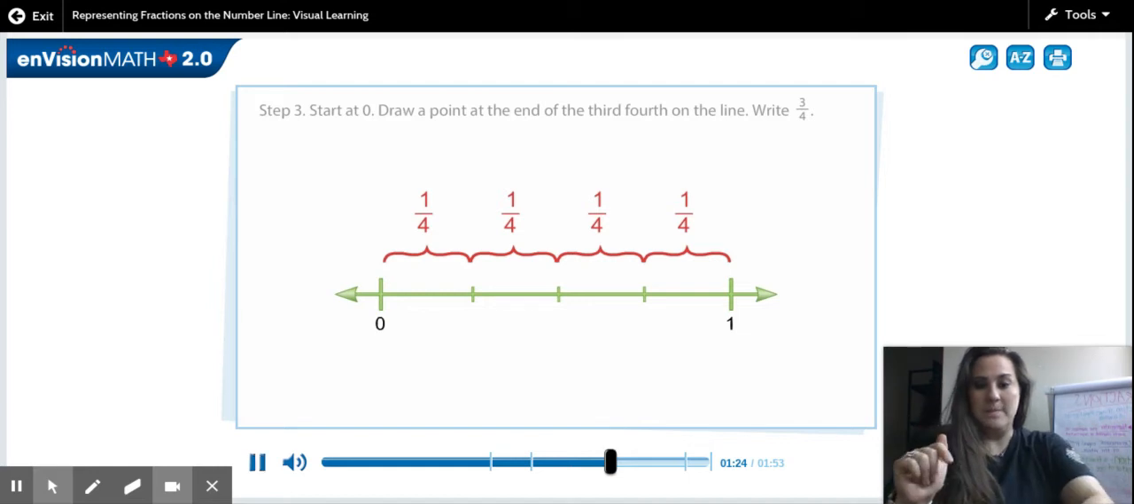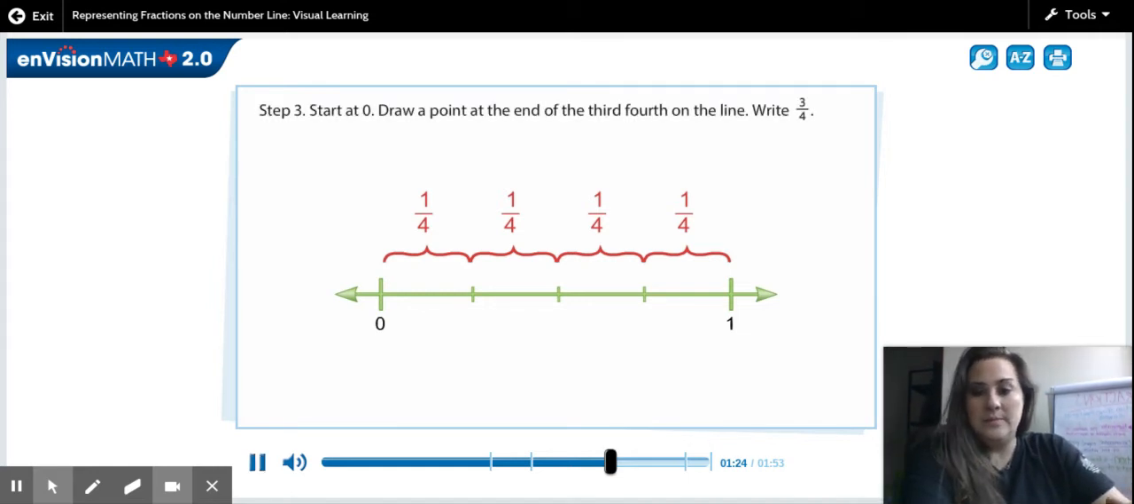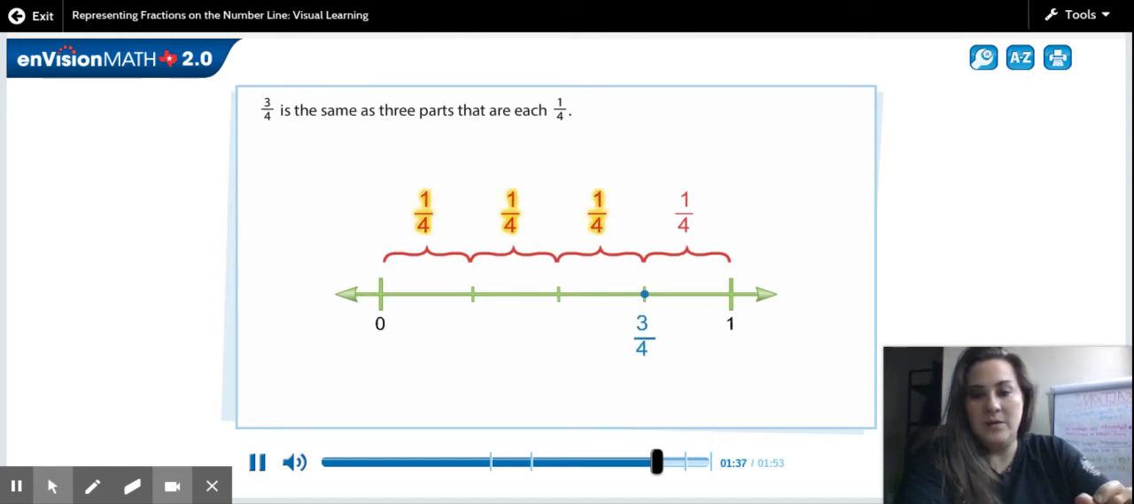Step 3. Start at 0. Draw a point at the end of the 3/4 on the line. Write 3/4. 3/4 is the same as 3 parts that are each 1/4. What distance does the number 3/4 represent on the number line?